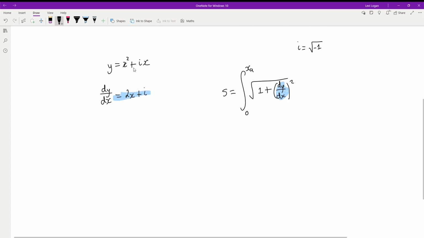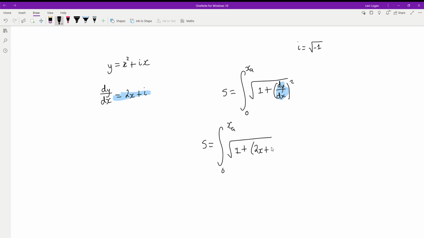But we're saying it's modeled by this particular function, so it's not really generalized anymore, we've given it a specific one. Now we don't know what it actually looks like, so we can't draw it, but we can work out how long it is. So the integral from 0 to x_a of the square root of 1 + (2x + i) all squared, okay? Alright, how can we work this out?